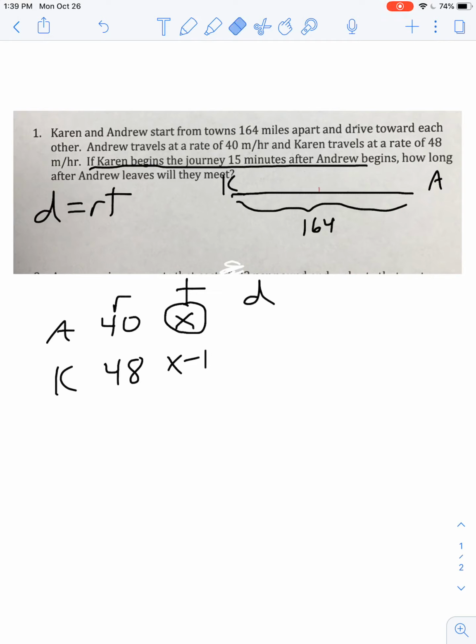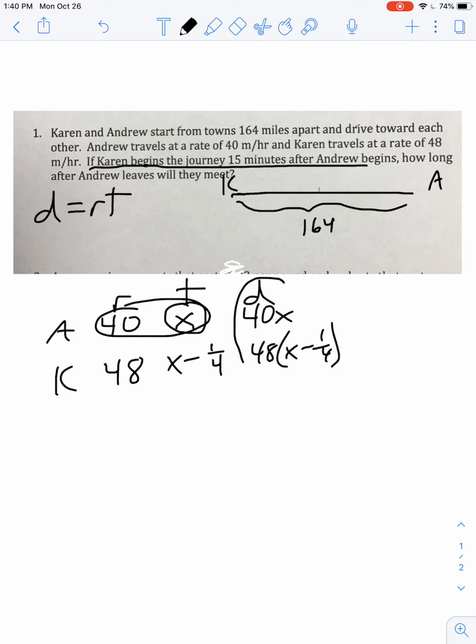Now, the distance, I don't know how far they went, but the way we get our distance box every time, we multiply rate and time together. So 40x, and then 48 times x minus a fourth. And then we've got to set up the equation. So we have to think, what's the relationship between these two distances right here?